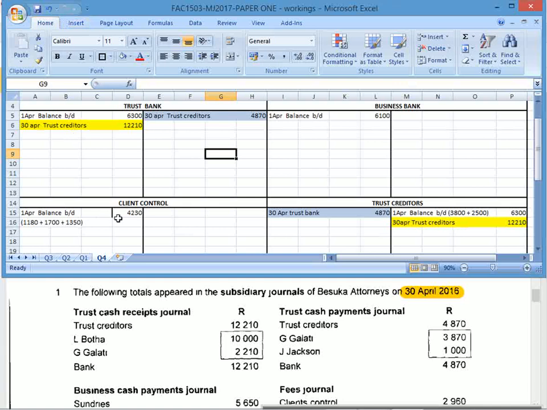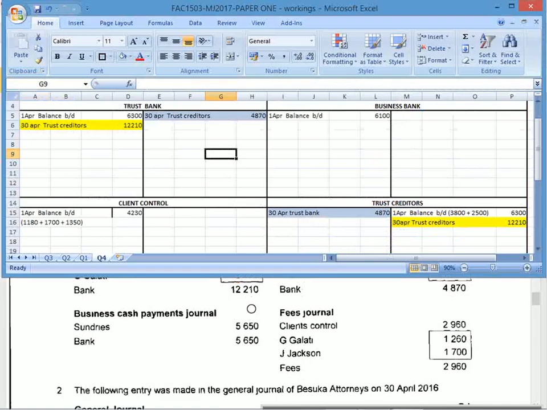Okay. Next, business cash payments and fees journal. Okay, do you have a business bank account? Yes, you do. So, CPJ. How much do you have? Well, sundries and bank. Bank is going to go down by 5650. Happy? Okay, next, fees journal.